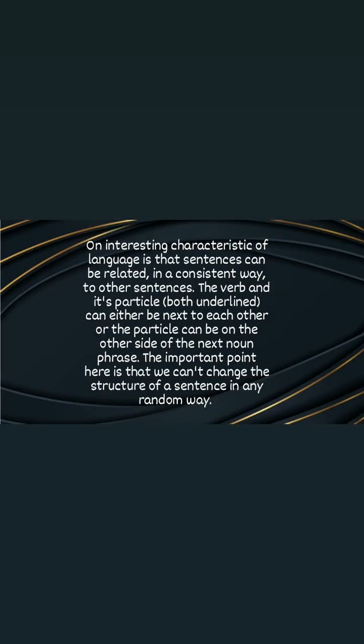An interesting characteristic of language is that sentences can be related in a consistent way to other sentences. The verb and its particle, both underlined, can either be next to each other or the particle can be on the other side of the next noun phrase. The important point here is that we can change the structure of a sentence in any random way.